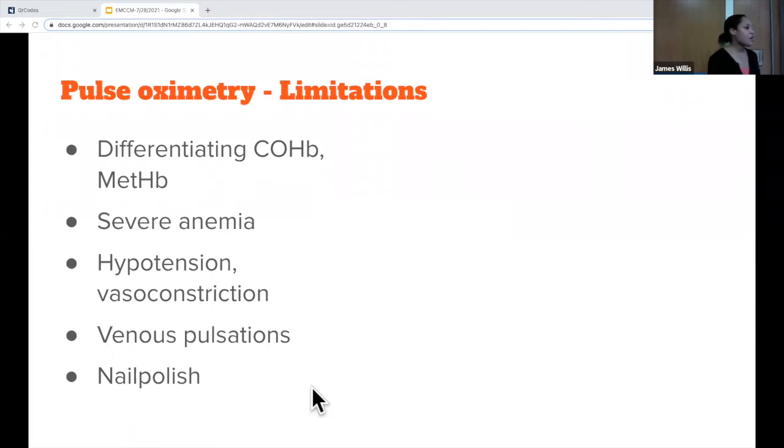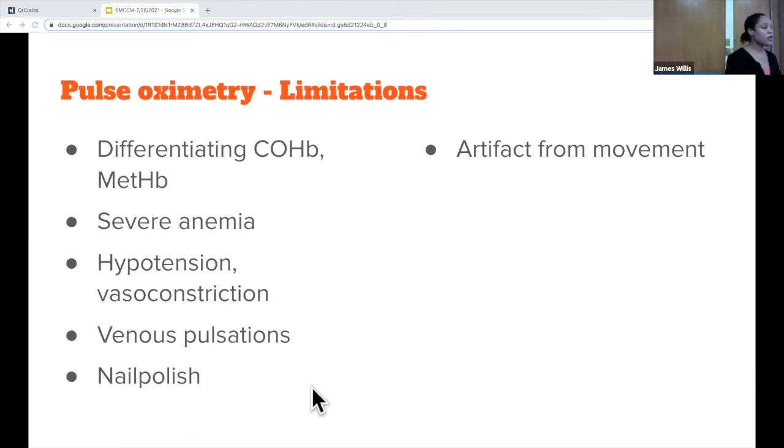Nail polish, we often talk about nail polish. It's actually not as big of a deal as it used to be. Modern pulse ox machines are pretty well able to work even with patients with nail polish. Artifact from movement, we always see that when patients are moving, you see these crazy waveforms. But what you may not recognize is that sometimes if you have a good waveform on the pulse oximetry, but the patient has a tremor, the pulse ox may read those tremors as pulsations. And so you may get a false low reading in those instances.